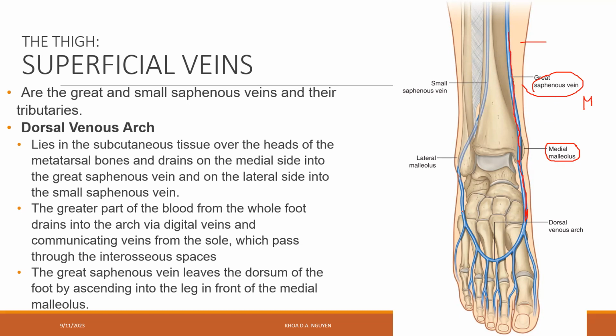Now, how about the lesser saphenous vein? The lesser saphenous vein starts on the lateral side of this dorsal venous arch right here. Okay, and the small saphenous vein is going to course posterior to the lateral malleolus, and then it goes up to the posterior side of the leg. Up here, the great saphenous vein is going to be on the medial side of the leg, but the small saphenous vein is going to be on the posterior side of the leg. Very important stuff.